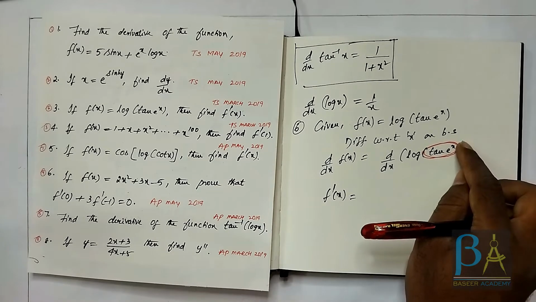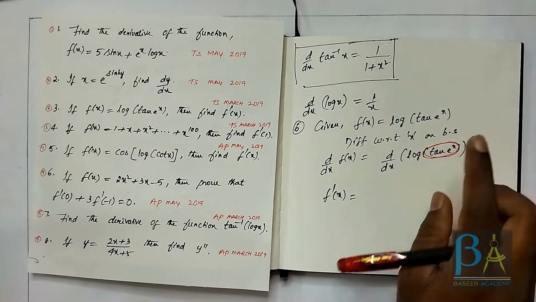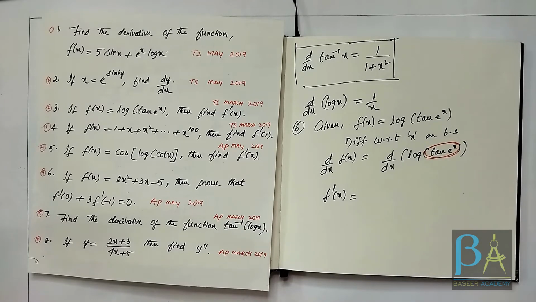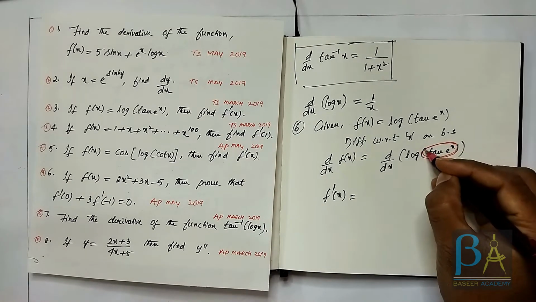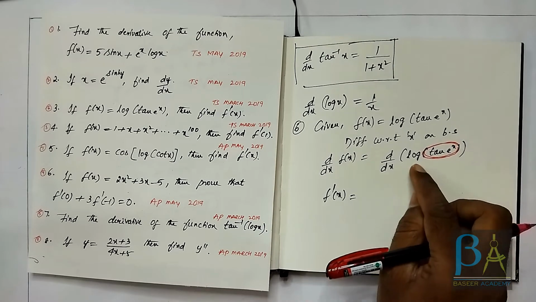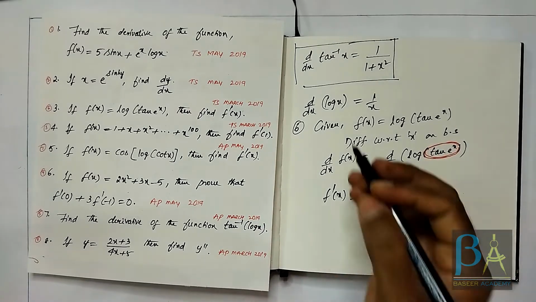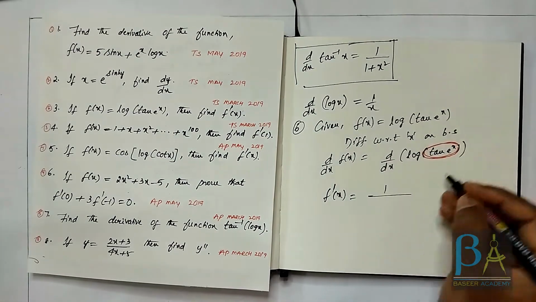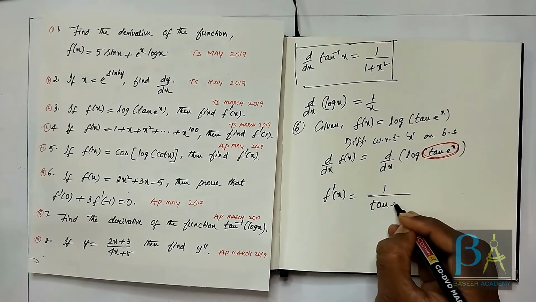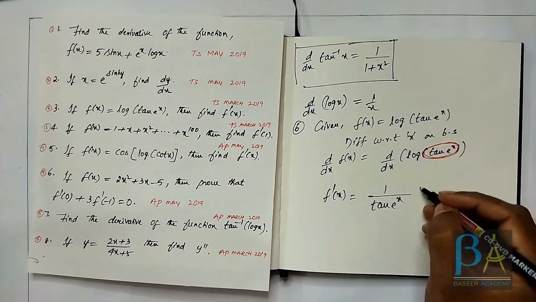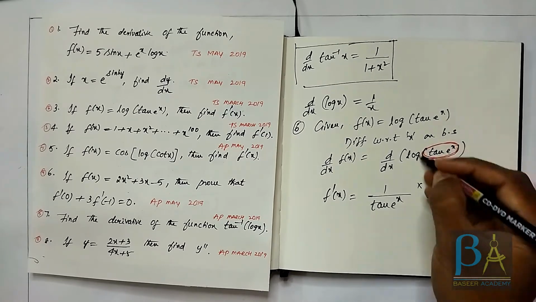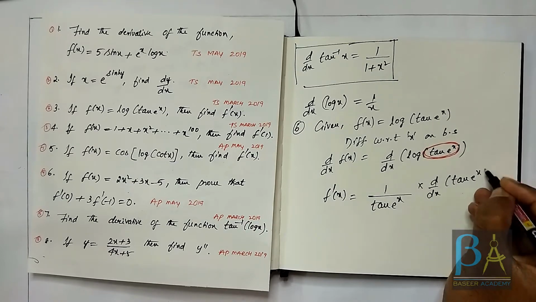You can actually take tan e power x as some u. But then I don't want to do it that way. I want to keep things as simple as possible. So let's make use of chain rule here instead of coming up with new variables. Let us consider this complete thing as x in our mind. d by dx of log x, I know that d by dx of log x is 1 by x. This complete thing, I assume that this is x. But then in reality this is not x. So as per the chain rule, you have to differentiate this thing, tan e power x.